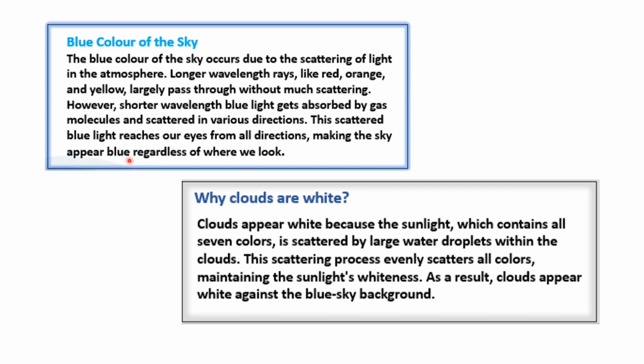Next we are going to see why clouds are white in color. Sunlight contains all 7 colors. We know that white is the combination of all 7 colors that we described in VIBGYOR. It is scattered by large water droplets within the clouds. The scattering process evenly scatters all colors, maintaining the sunlight's whiteness. As a result, the clouds appear white against the blue sky background.